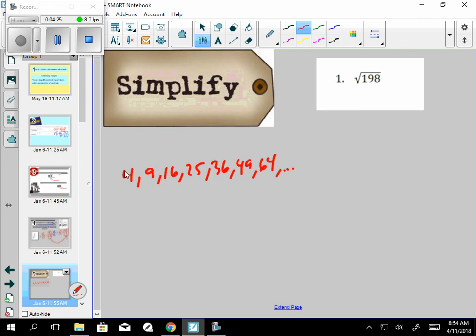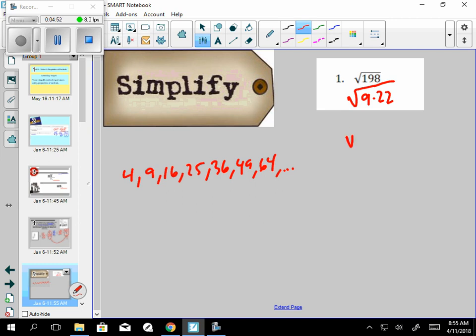Do any of those numbers divide into 198? If you get a number like 198 and you're not sure, just start dividing it by them. If you try dividing it by 4, it doesn't really go in there. If you try the next one though, 9 does. 198 divided by 9 gives you 22, and so we can split this into square root of 9 times 22. Okay, 9 times 22 is 198.